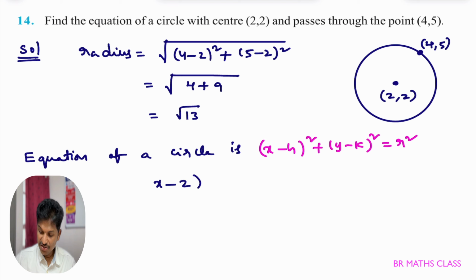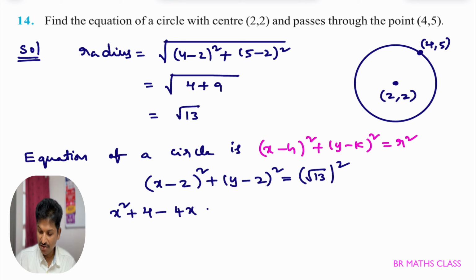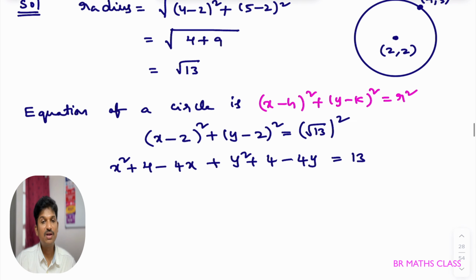x minus h is 2. (x minus 2) whole square plus (y minus k) is also 2. (y minus 2) whole square equal to r. r is root 13, root 13 whole square. Expand this, what you will get, x square plus 4 minus 4x plus y square plus 4 minus 4y equal to root 13 whole square, which is 13.